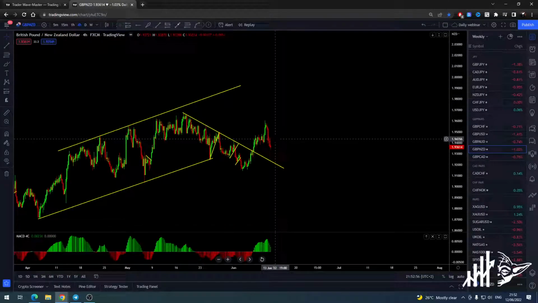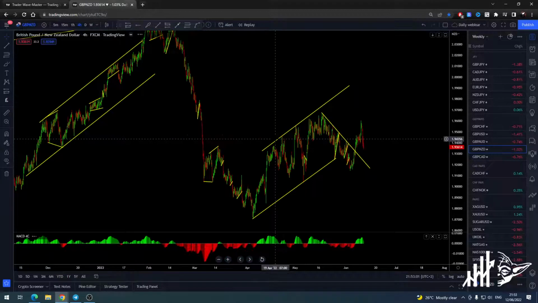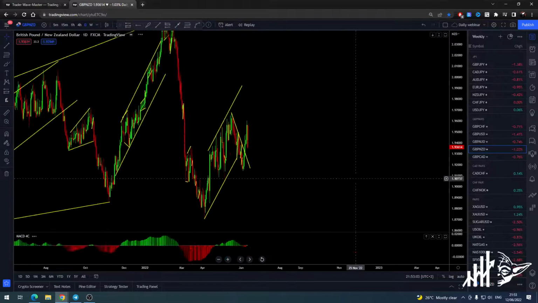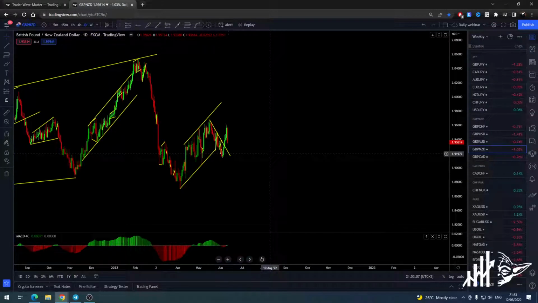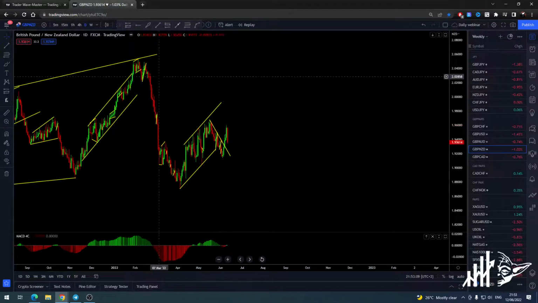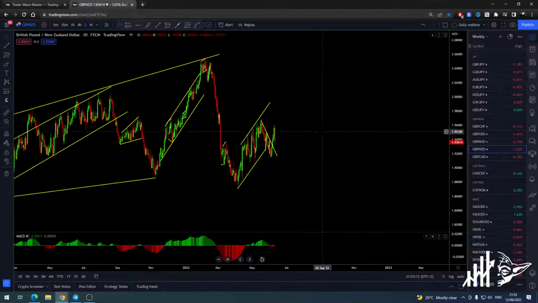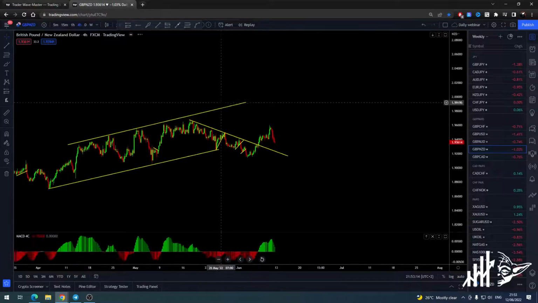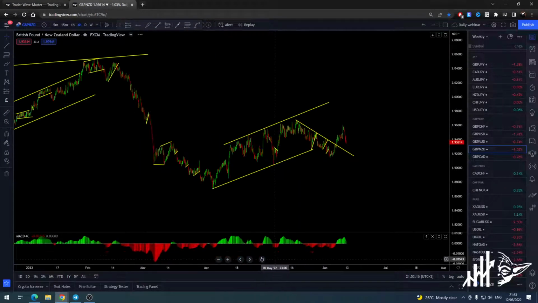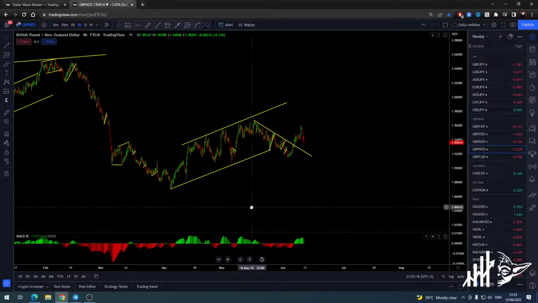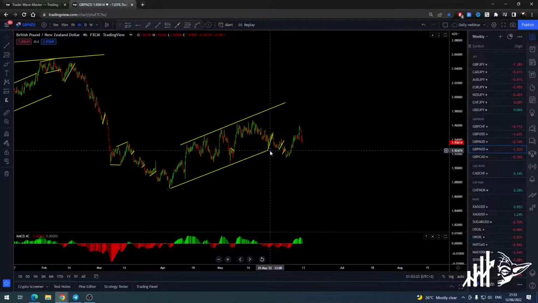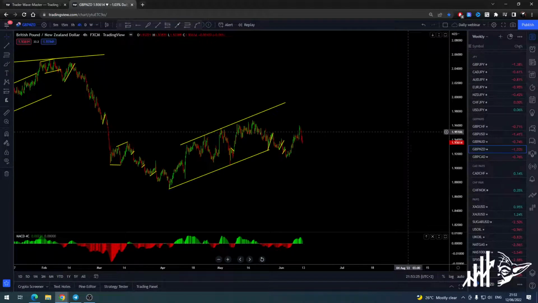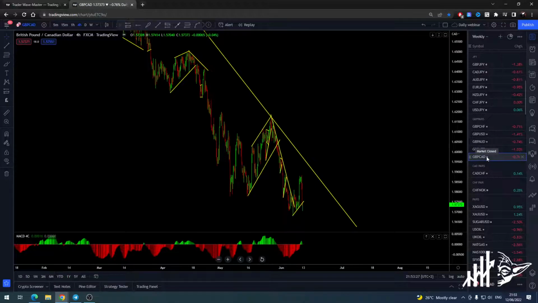Pound New Zealand, that one is the weird one. I will leave it open. As it stands right now, I don't have enough information on the chart to give you a prediction or an analysis, so nothing. Skip it. Not a clear picture.